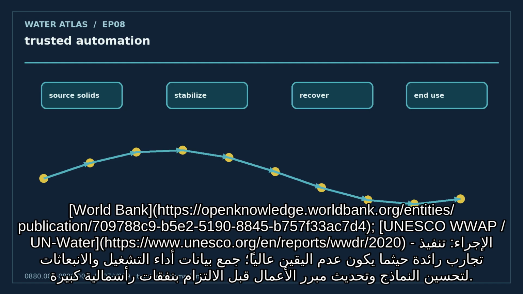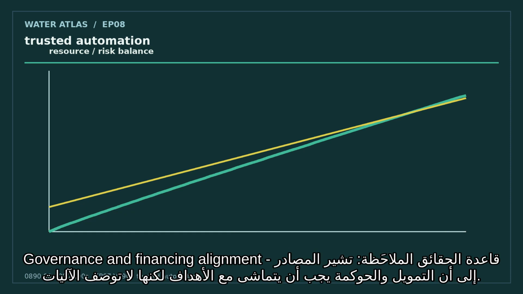Eighth, align governance and financing with prioritized outcomes, including resilience and emissions metrics. Ensure clear roles for procurement, operation, and oversight.